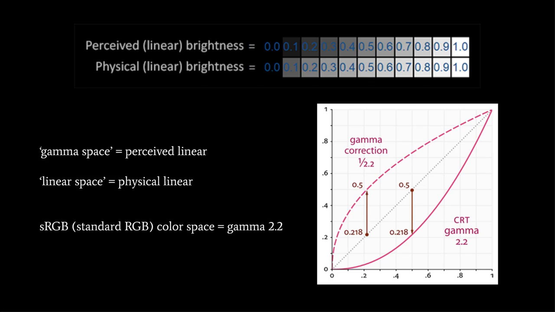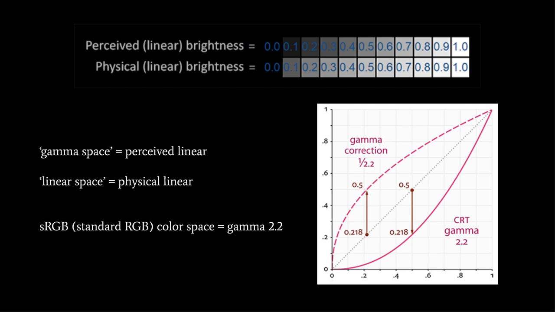Most displays today use the sRGB, standard RGB color space, which is equivalent to gamma with an exponent of 2.2. The relationship between linear space and the standard gamma space is that we get the linear space equivalent of a gamma space value by raising it to the exponent of 2.2. For example, 0.5 in sRGB, its linear space equivalent is 0.5 raised to the exponent of 2.2, getting us approximately 0.218.